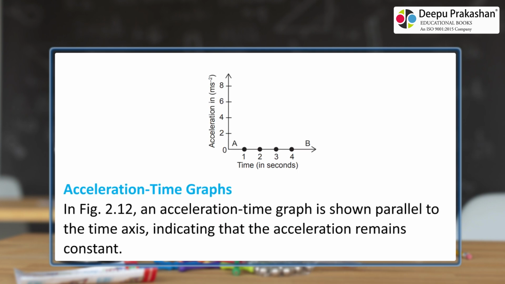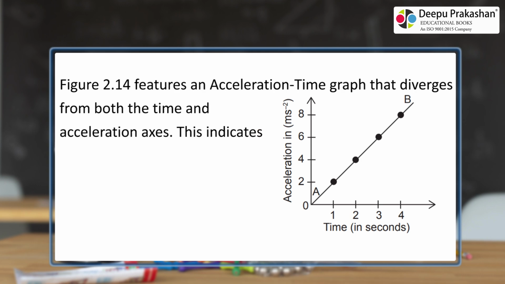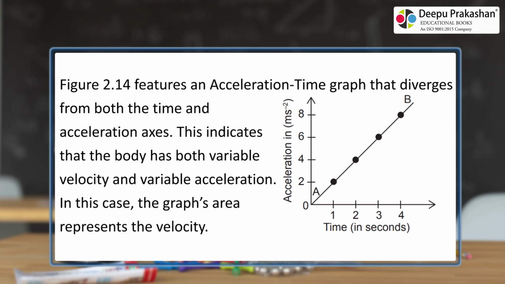Acceleration-time graphs. In figure 2.12, an acceleration-time graph is shown parallel to the time axis, indicating that the acceleration remains constant. Figure 2.14 features an acceleration-time graph that diverges from both the time and acceleration axis. This indicates that the body has both variable velocity and variable acceleration. In this case, the graph's area represents the velocity.